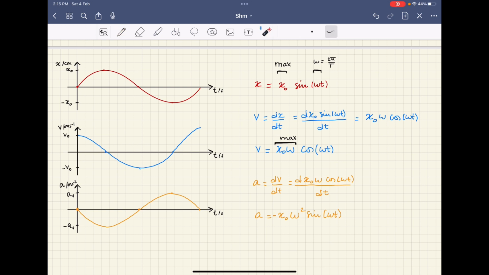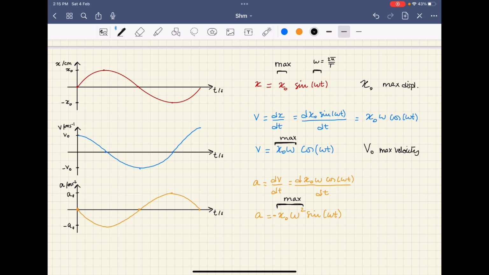minus x0 omega squared sine omega t. Well, these are the rules. The derivative of sine t in time is equal to cosine, and the derivative of cosine t in time is equal to minus sine. Okay, now once again, this is the quantity that multiplies my sine wave. So that represents the maximum quantity of what? Of a.